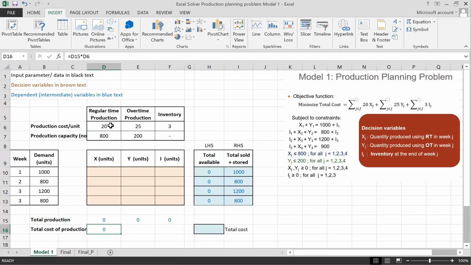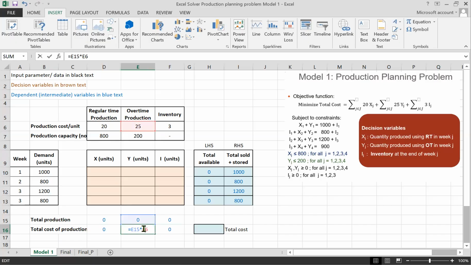So effectively, what we have done here? Let's double click here. This is total production. So in the objective function, look at the first term only. It is sigma xj into 20, the cost of regular time production. This is why this first cell here represents the first term of the objective function. Fine. Now we can drag this.